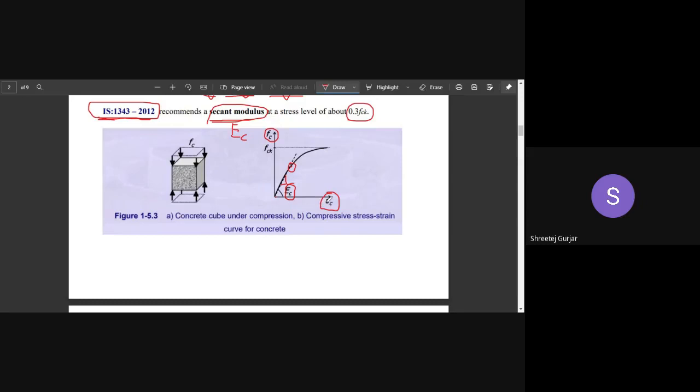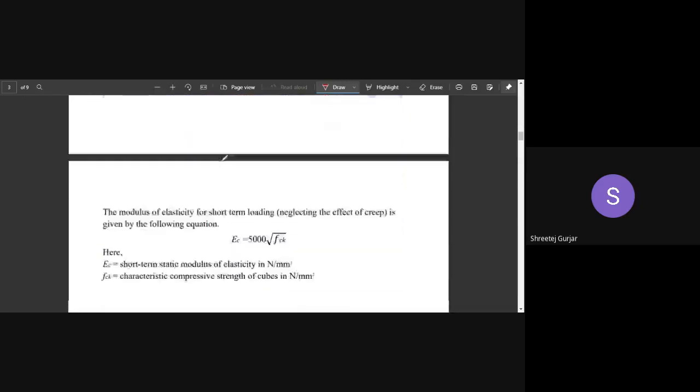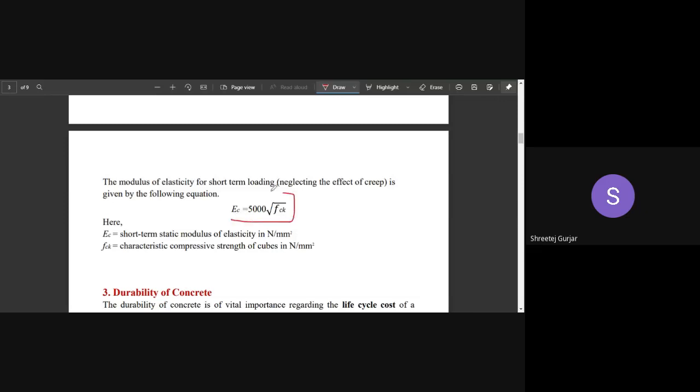the next thing under stiffness: if we want to determine your modulus of elasticity without having to draw this graph, we can use this formula. But this formula gives us modulus of elasticity only for short-term loading, by neglecting the effect of creep. So this is just for short-term loading.